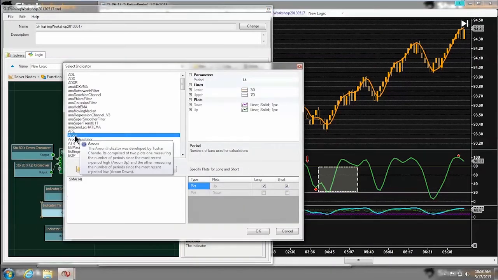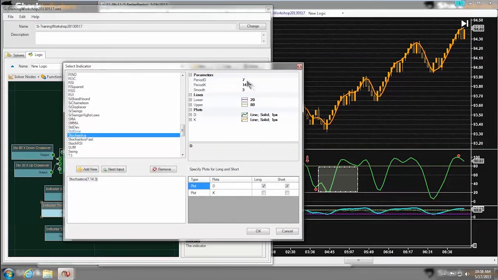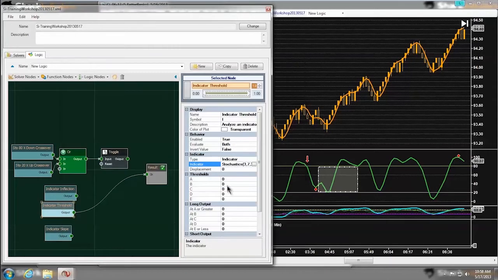And we'll plug the stochastics in. And we're using the D plot. All right, so now it's time to put in our threshold values. So I'm going to do 80 and 80. And now I have to have a value between 80 and 20. So I'm going to put 50. And then this is going to be our 20 and our 20.